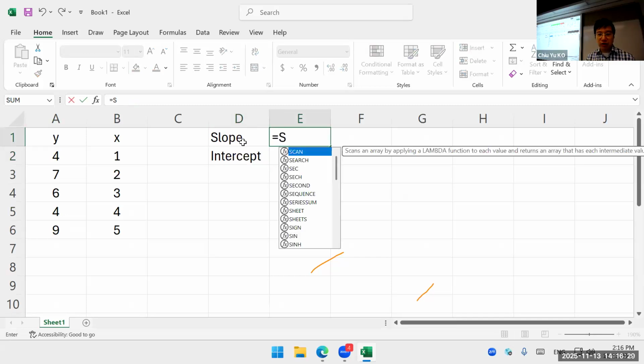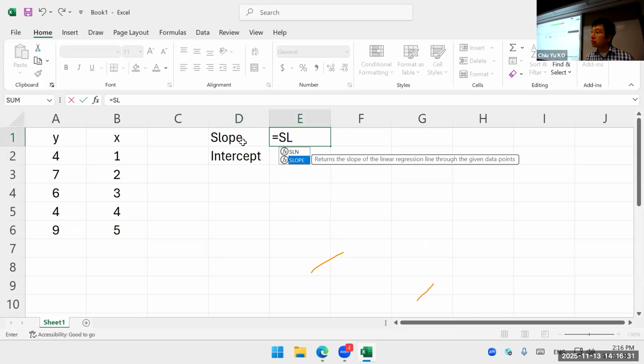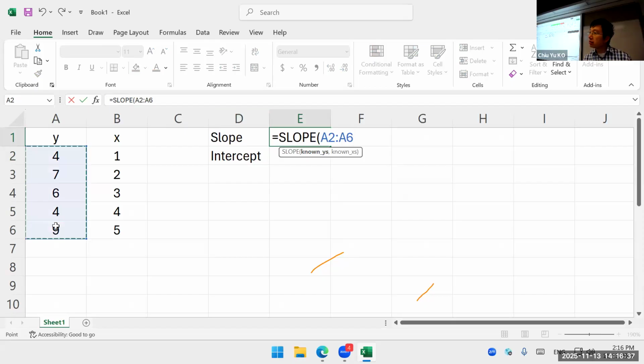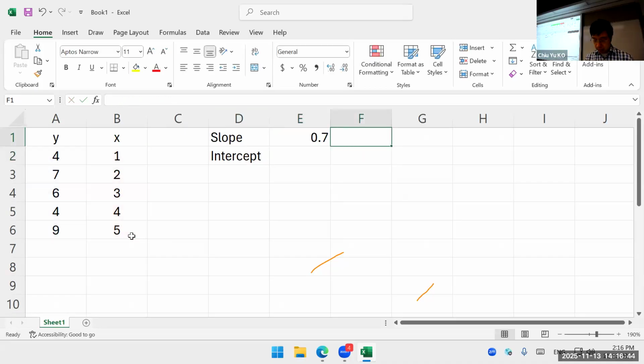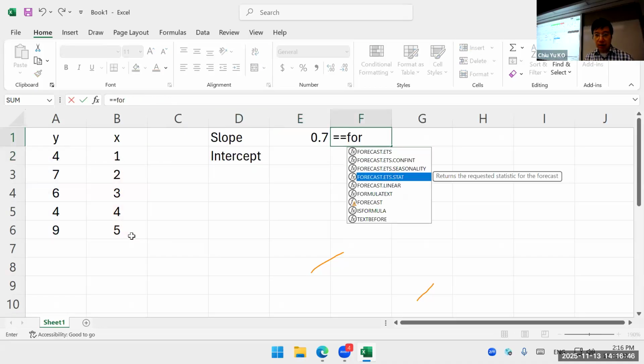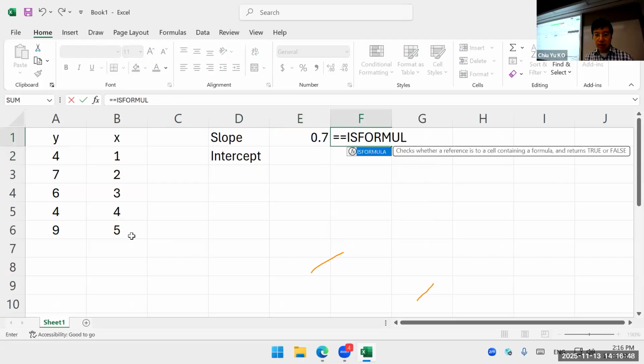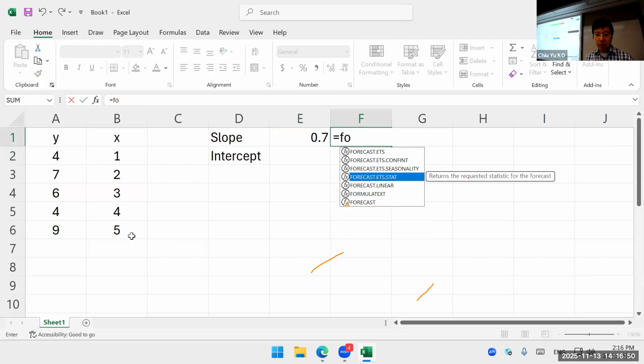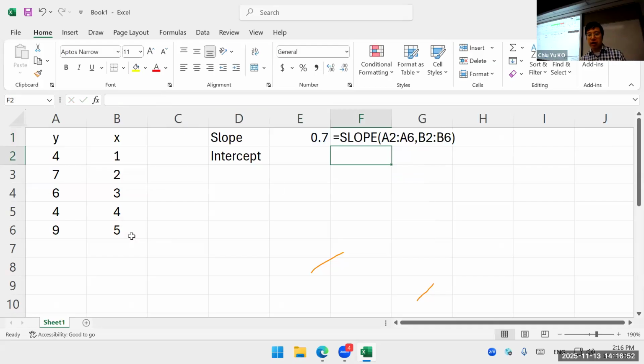There's a function actually called slope. Slope, and you tell them what is your Y and what's your X, then you're done. Okay, so this is the formula. You just tell them A2 to A6 is your Y, and tell them what's X, then you're done.